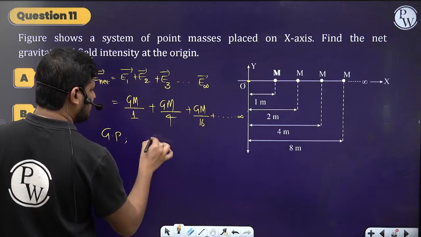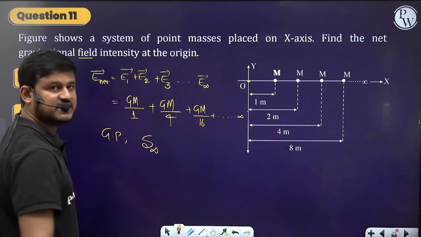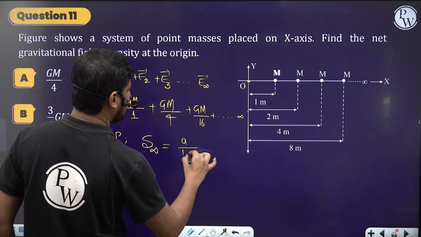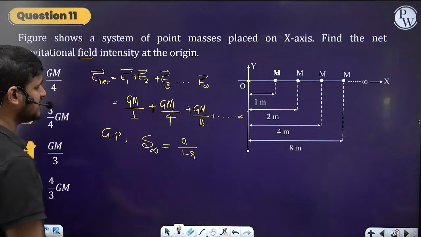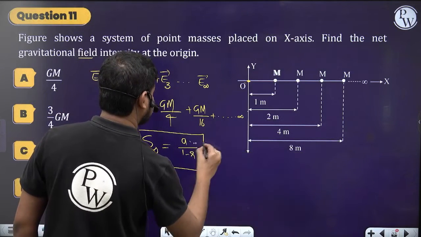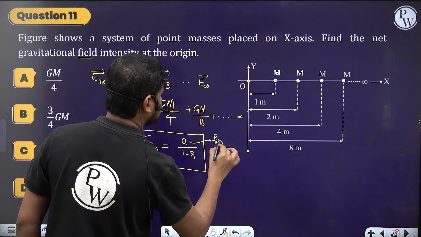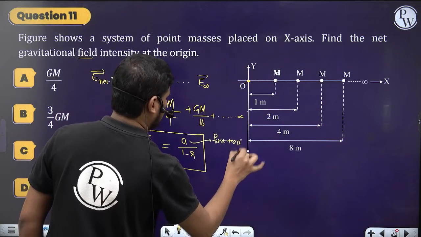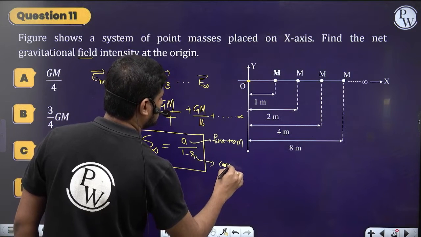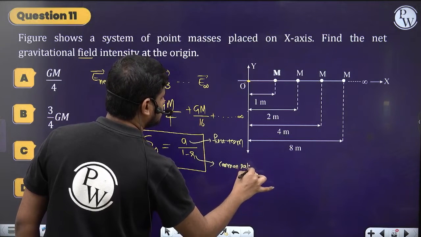The summation of infinite terms in the case of a GP is a by 1 minus r, where a is the first term. See, this is simple math you should understand, guys. And r is the common ratio. So simply you can find that now.